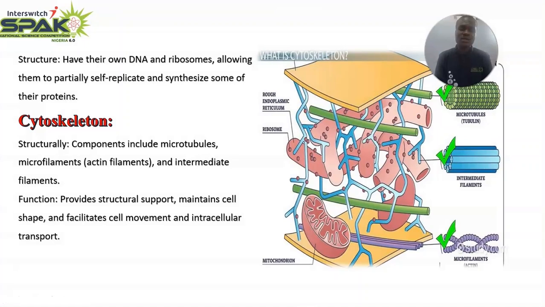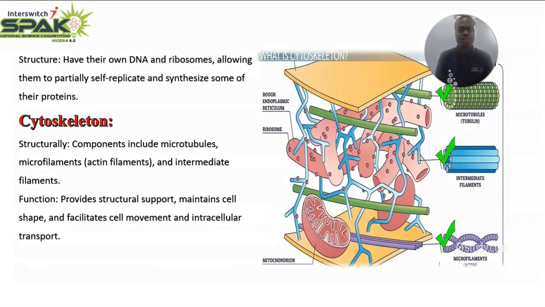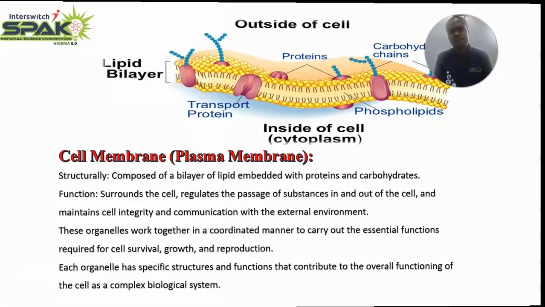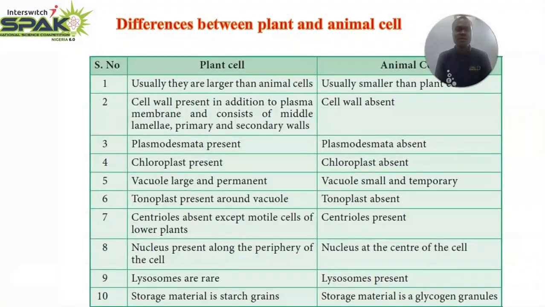can trap light energy in the process of photosynthesis. And we have the cytoskeleton, which functions as the support for the cell. And then we have the cell membrane that determines what moves in and out of the cell. Then we have this table here that talks about the differences between plant and animal cells.